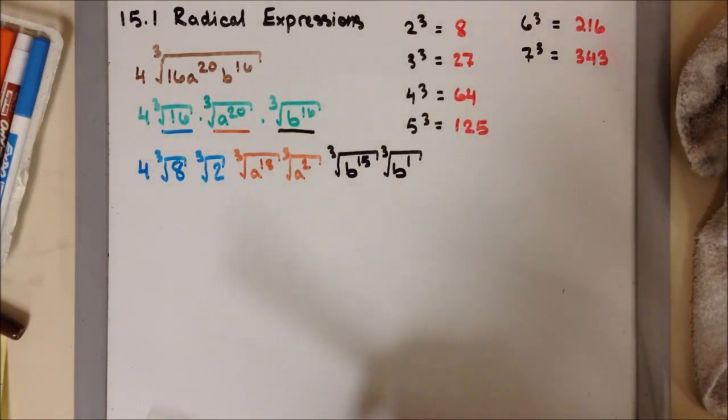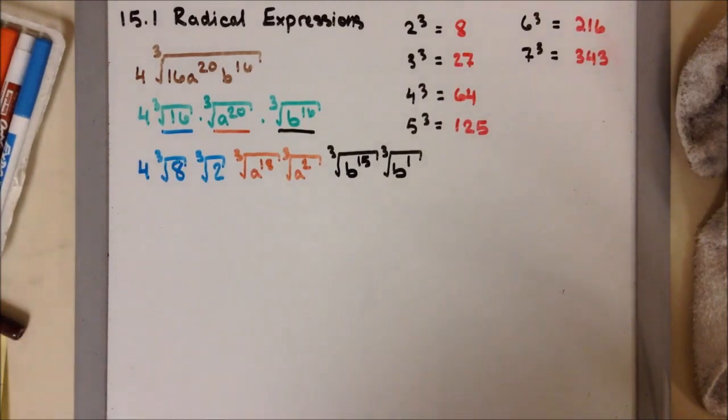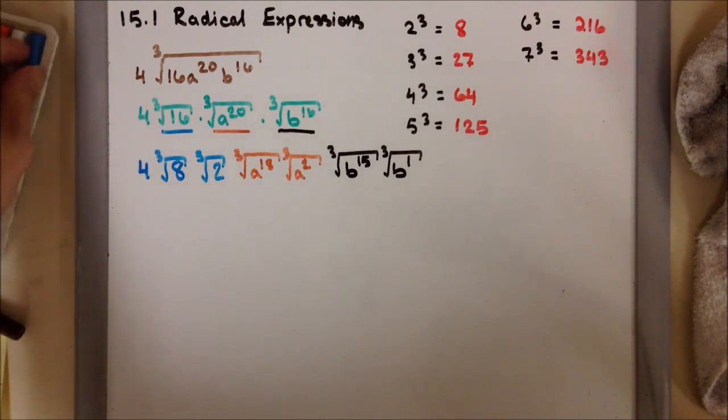Now I've broken it up into many parts, and then we're going to identify which ones we can take the cube root of. Here, you're still going to have the 4 in front.